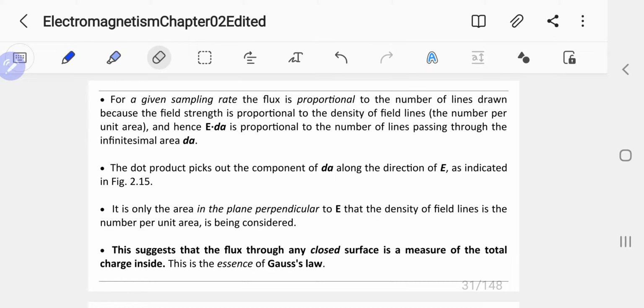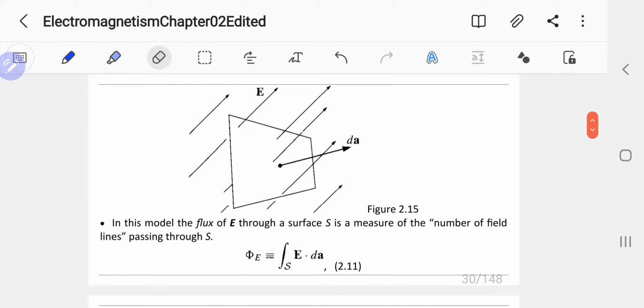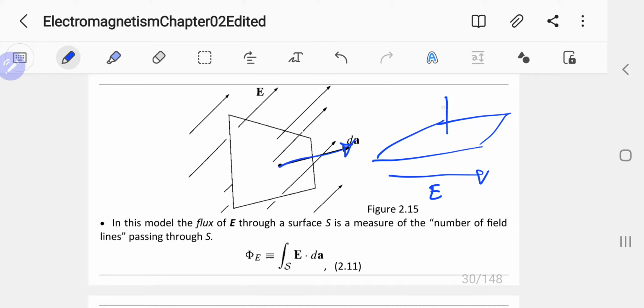By the way, the flux is only measured on the basis that the area vector is perpendicular to the surface, like here. It should always be perpendicular to the surface, so you must be careful choosing the surface. For example, if you have an electric field here and your surface area is here, then your dA would be in this direction.